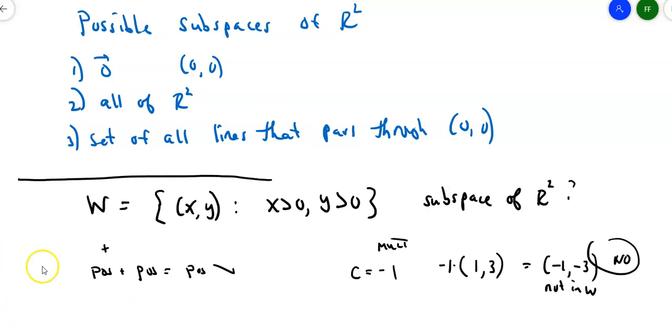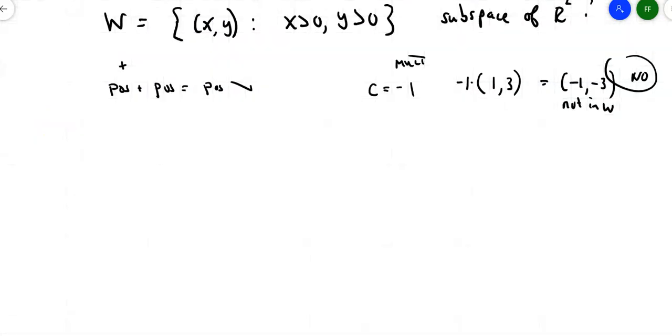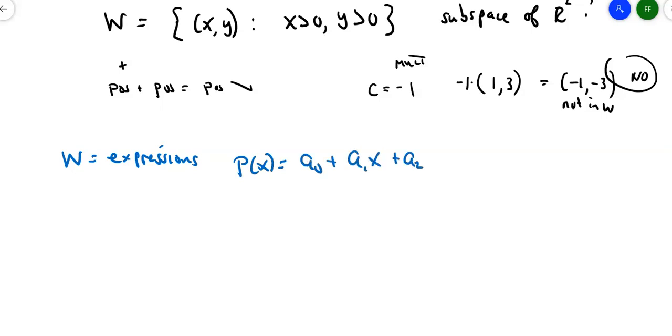All right, let's try another one. Let's suppose that I have expressions in the form of p(x) = a_0 + a_1 x + a_2 x^2 and so on until I get to a_n x^n. So these are polynomial functions where the a_n's are real numbers.